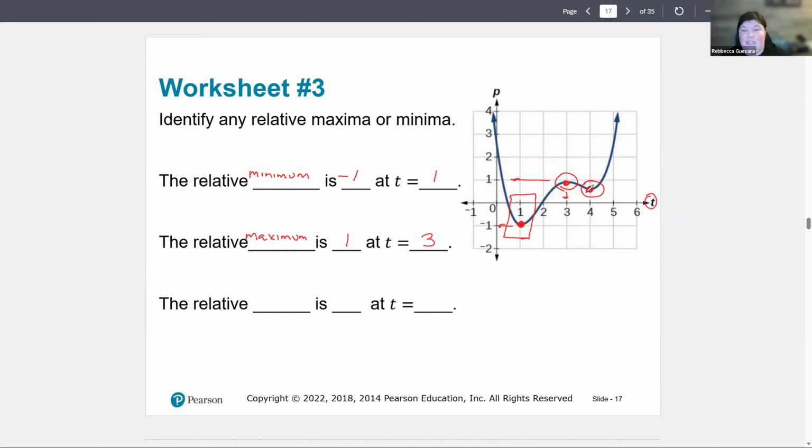My last one here is we go from decreasing to increasing, so it's a relative minimum again. The value of that minimum is approximately, if you were close to like 0.5, that's about where it is. I've had like 0.5 to 0.7 is usually the answer I get on this, but we see that this occurs at 4.